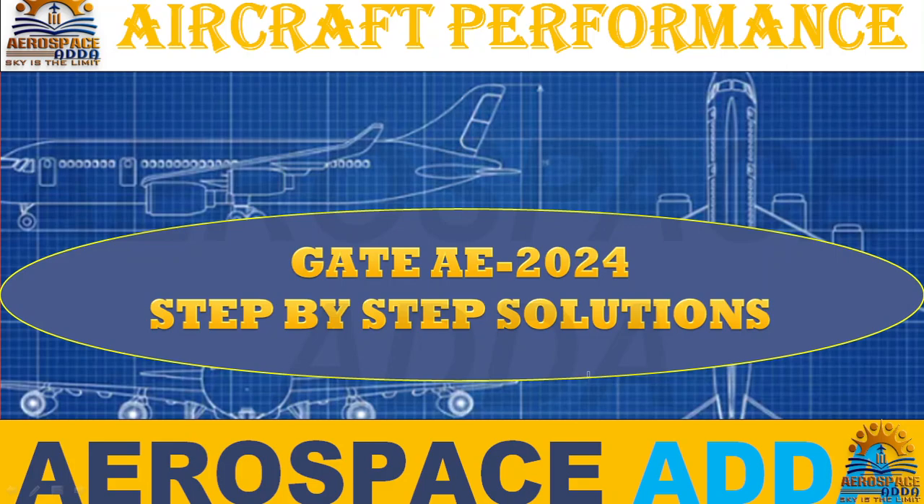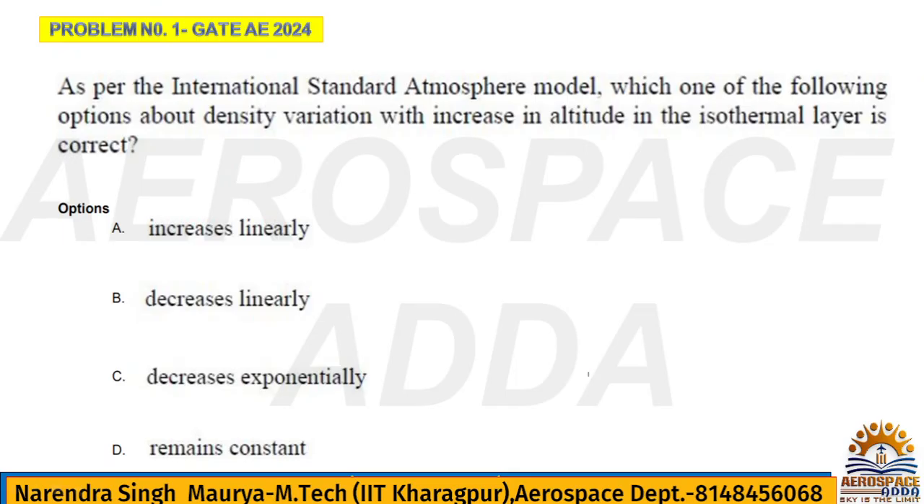So here I have the first question. As per the International Standard Atmosphere model, which one of the following options is correct about density variation with increase in altitude in the isothermal layer? So what is the isothermal layer?